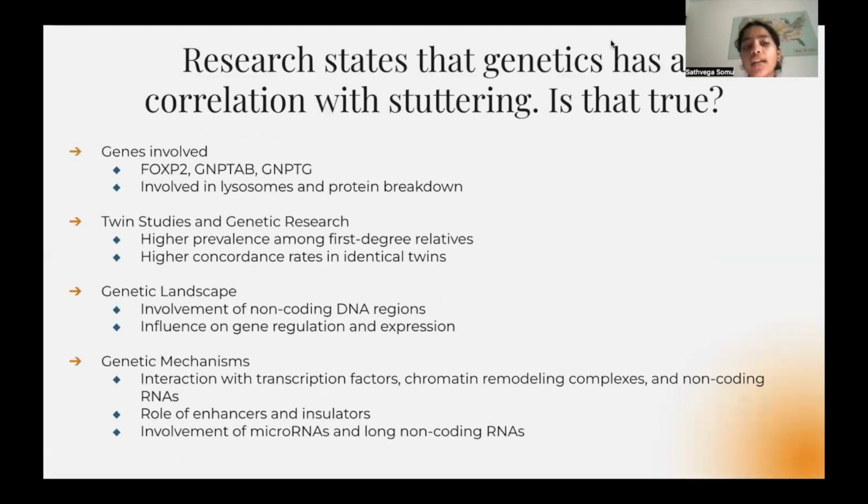Research states that genetics has a correlation with stuttering. But is that true? The answer is yes. A genetic landscape of stuttering offers valuable insights into its etiology, and research indicates correlations between specific genes like FOXP2, GNPTAB, and GNPTG.